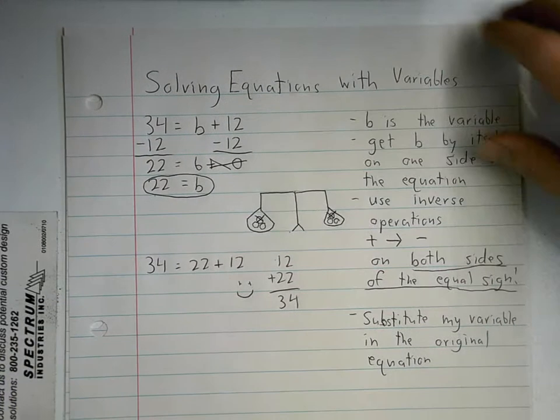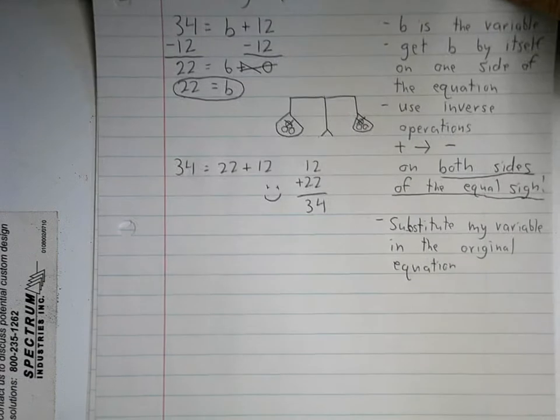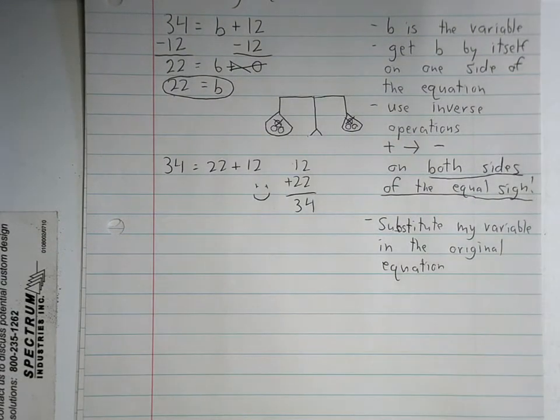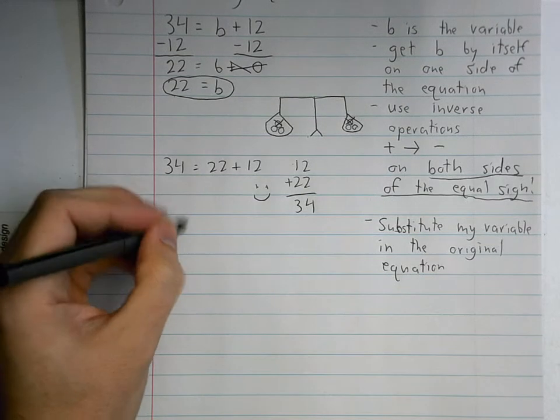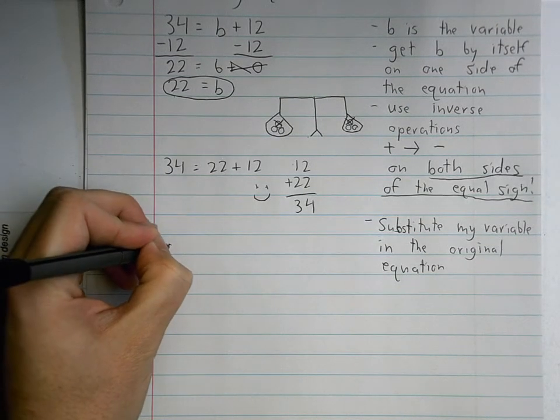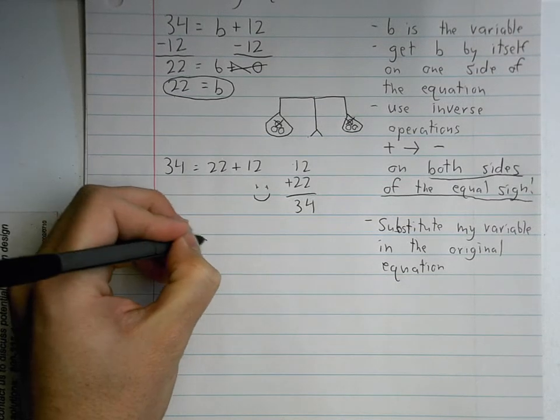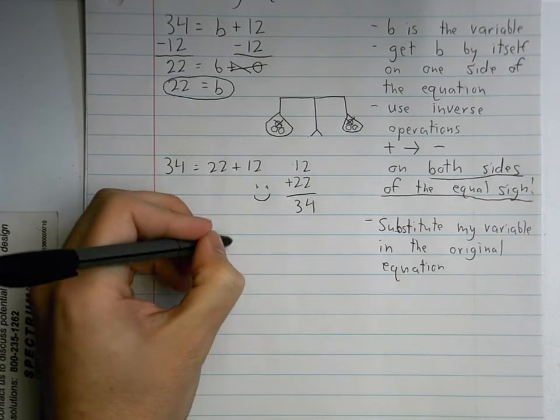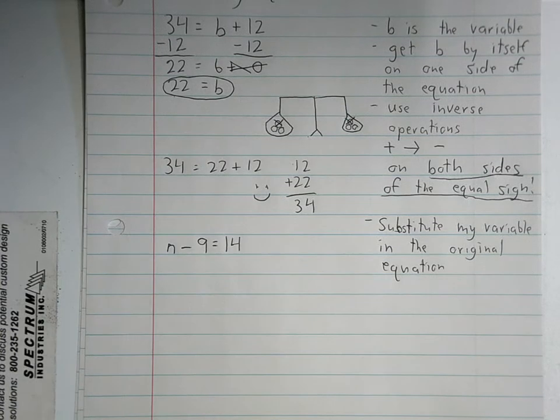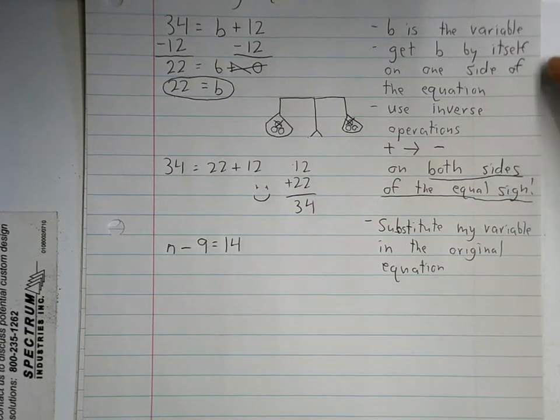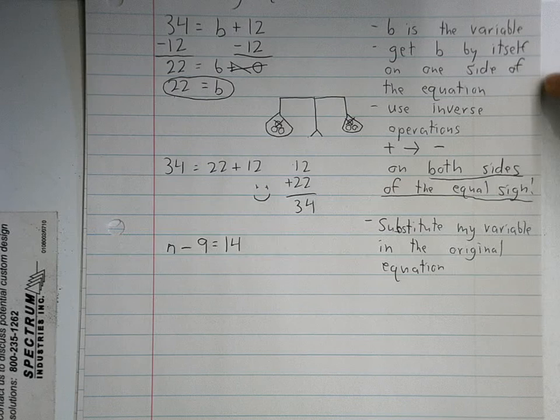Now before we go on, I want to do one more with you. This time it's going to have subtraction. Okay. Let's say n minus 9 equals 14. Okay. Who can raise their hand and tell me what the variable is on this one? Okay. Jonah. N. Now, I have to get n by itself, remember? Get the b, or in this case the n, by itself on one side of the equation.